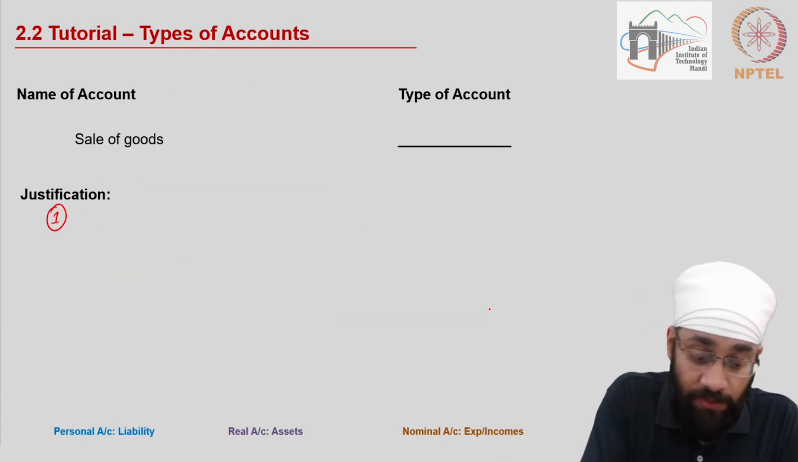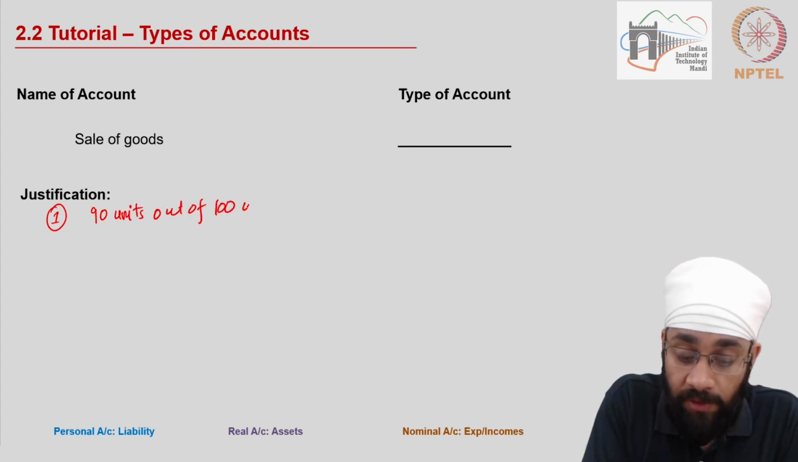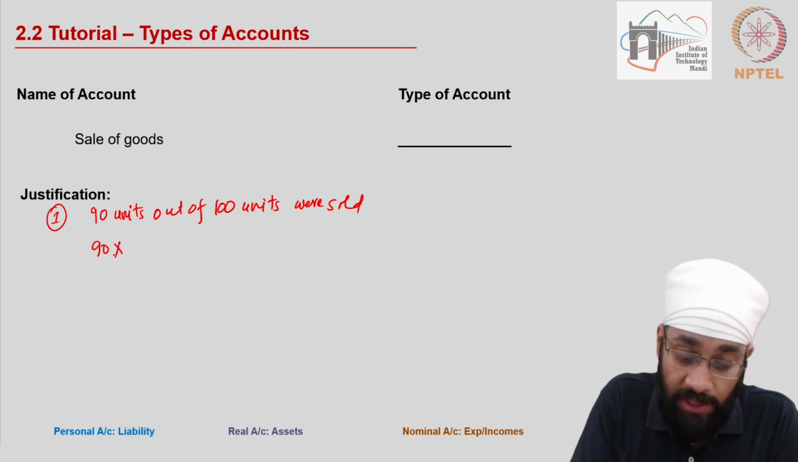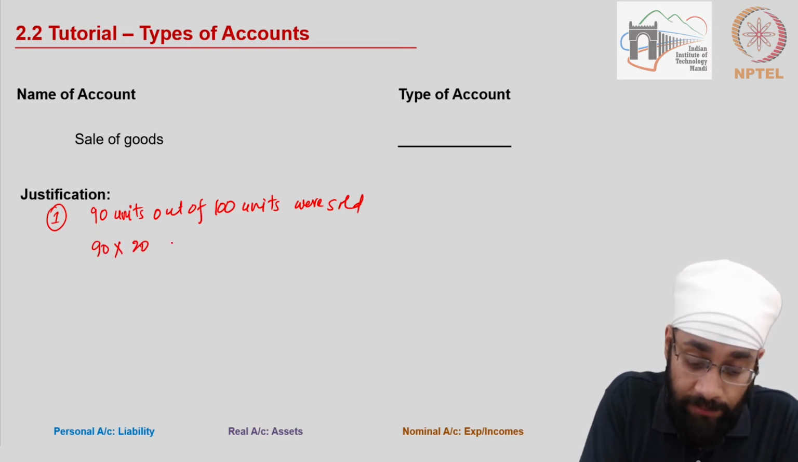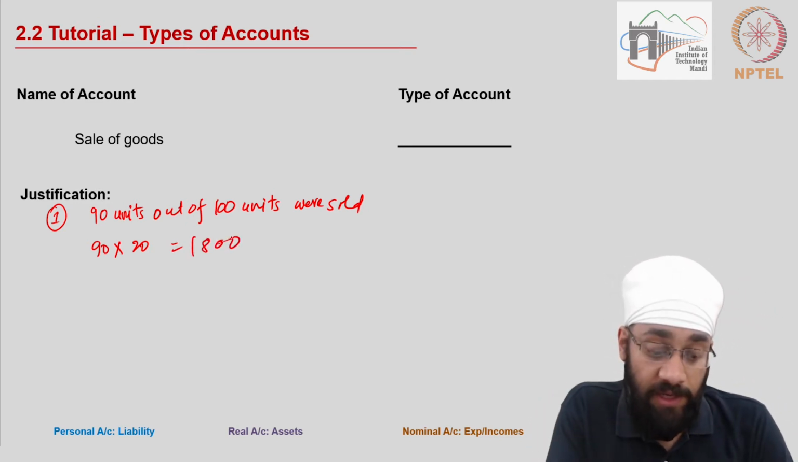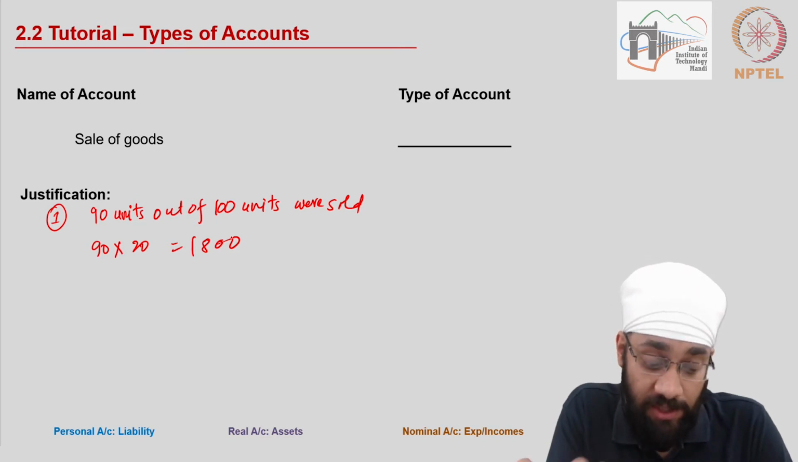Now let's assume that 90 units out of 100 units were sold and you're selling them at a profit. So let's say 90 units times 20. So you made this much money. This is the income that you generate during this financial year.